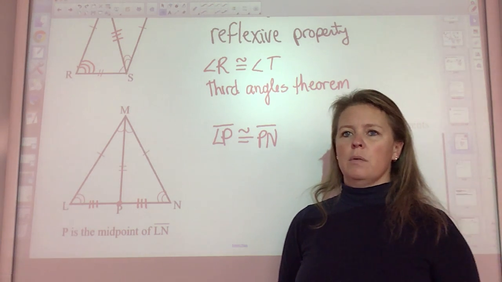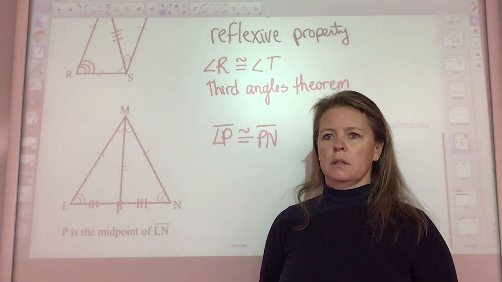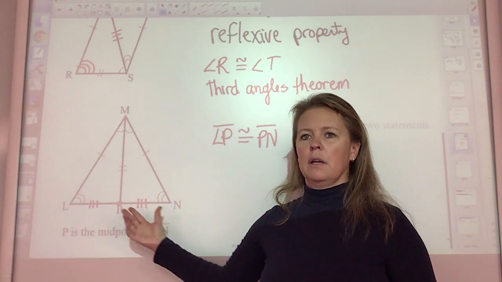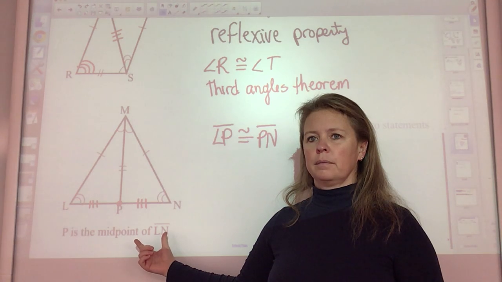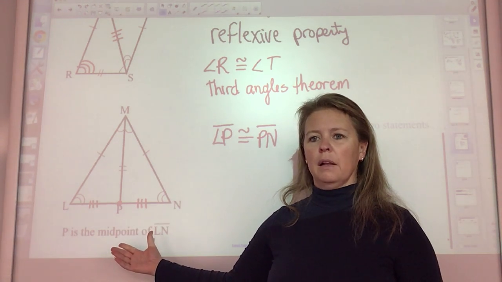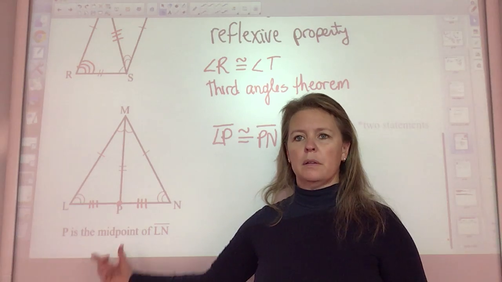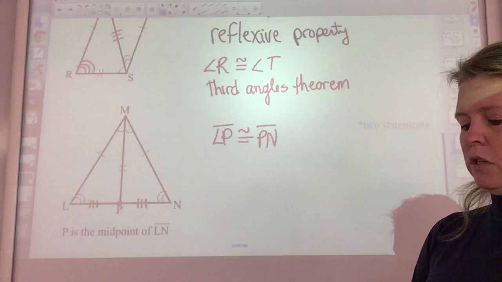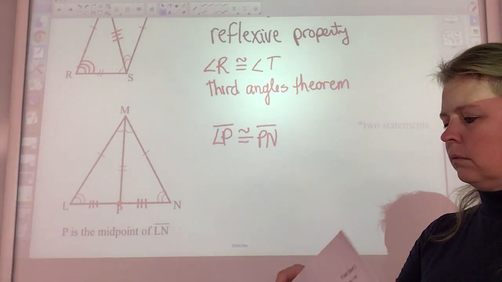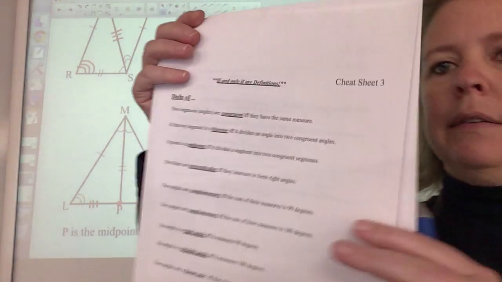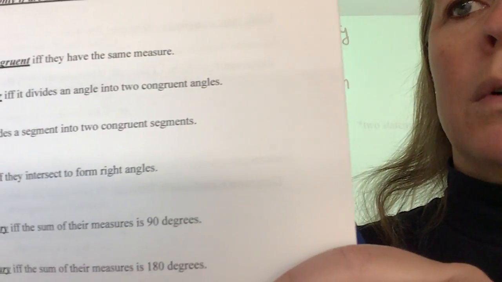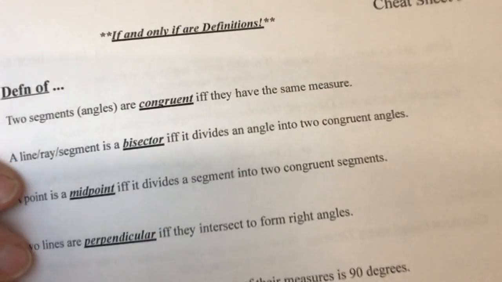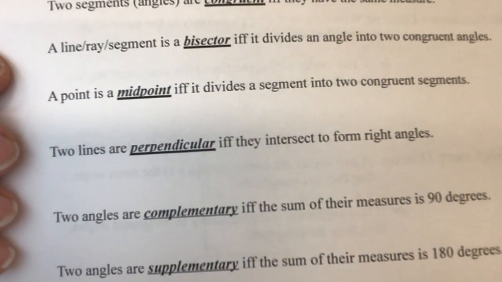And there's a dead giveaway of why those are congruent. It told you right here. P is the midpoint of segment LN. If P is the midpoint of segment LN, go look up the word midpoint. I bet you'll find it in the definitions list, cheat sheet 3. Go find cheat sheet 3. You've got words like congruent, bisector, midpoint, perpendicular. Oh, there it is, midpoint.